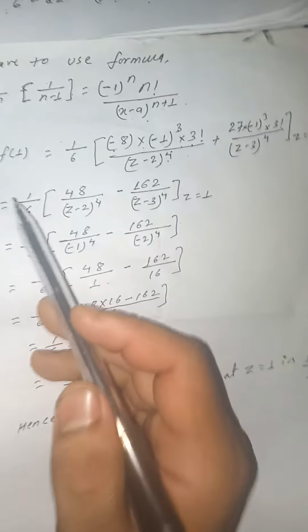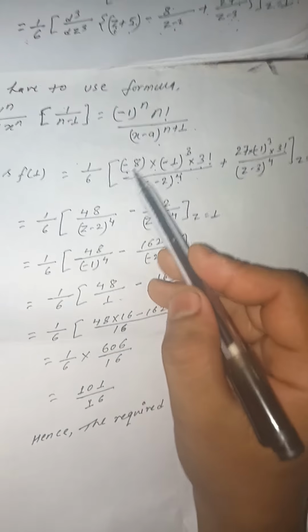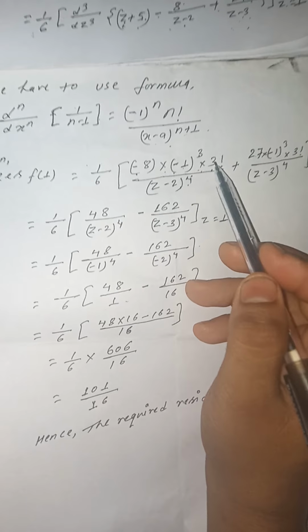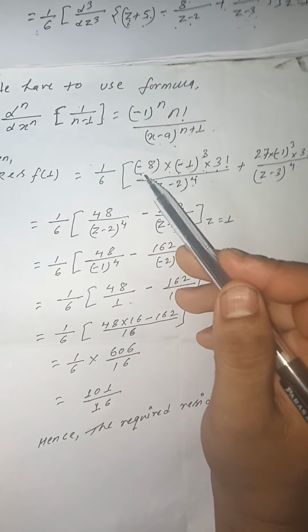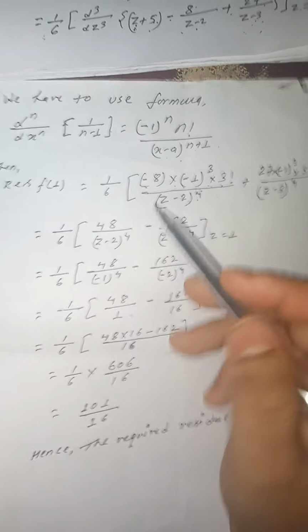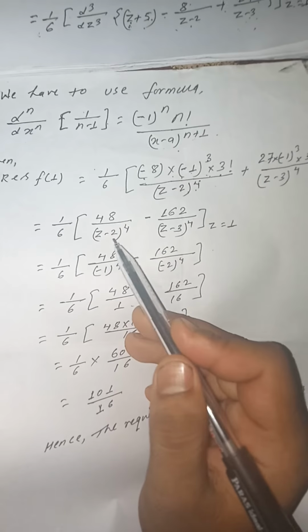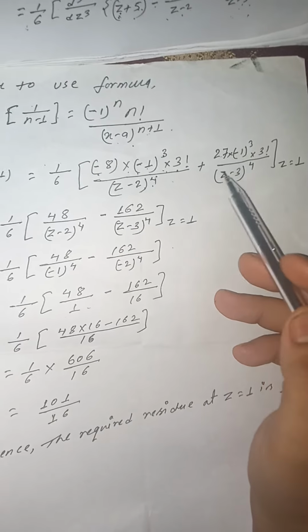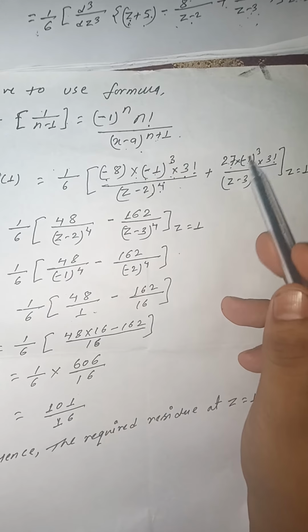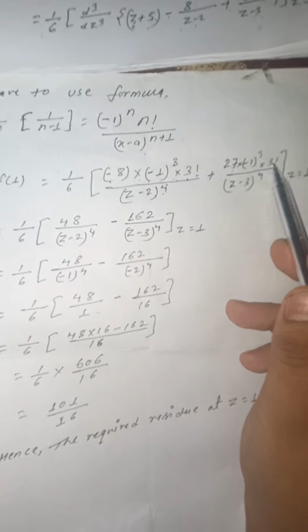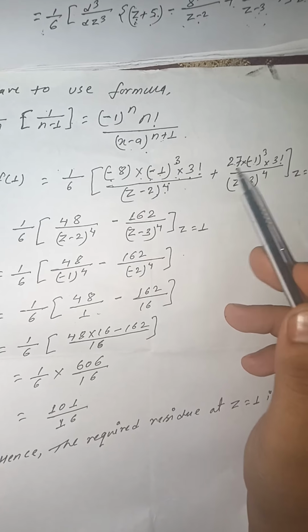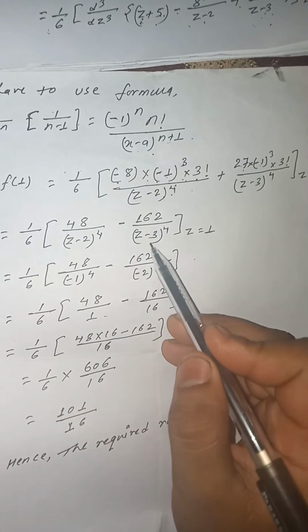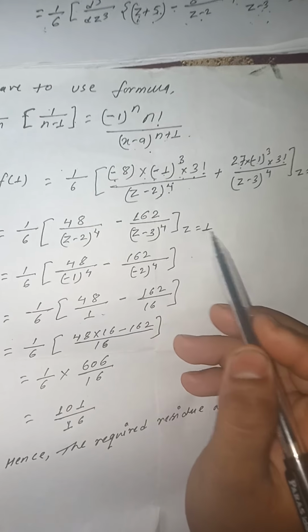Now 1 upon 6, when we solve this: minus 8 into minus 1 cube, minus 1 into 3 factorial, 3 into 2 into 1 is 6, 6 into 8 is 48, so plus 48 upon z minus 2 power 4. Minus this, because by solving 27 into minus 1 cube, minus 1 into 3 factorial, 3 into 2 into 1 is 6, 6 into 27 is 162, so minus 162 upon z minus 3 power 4.